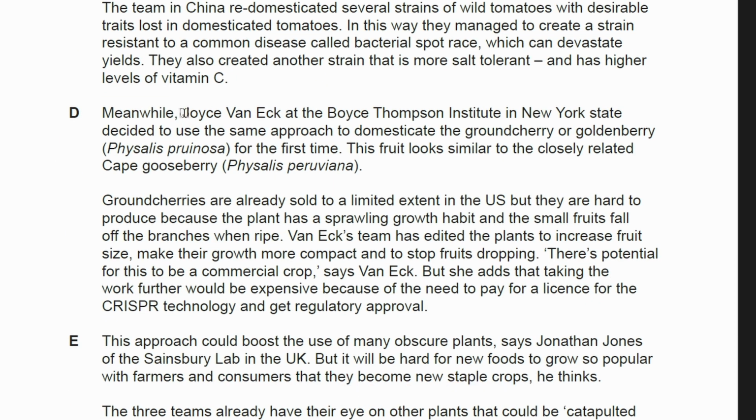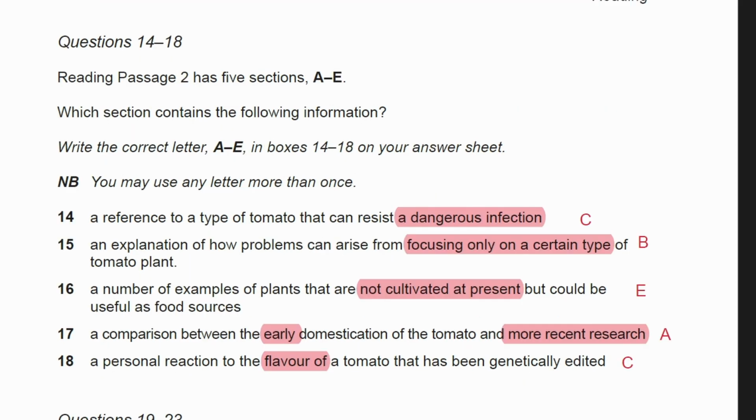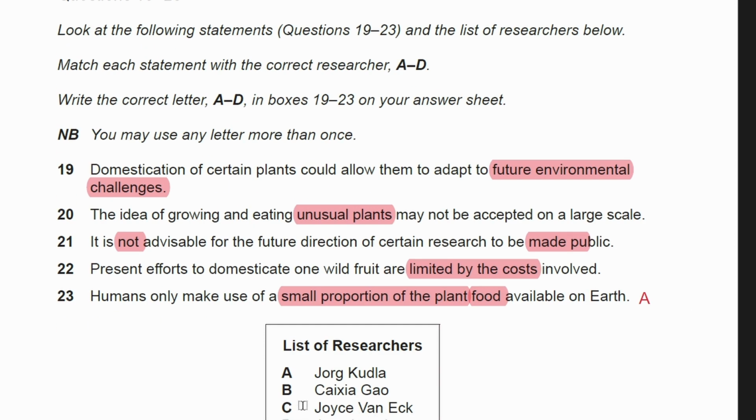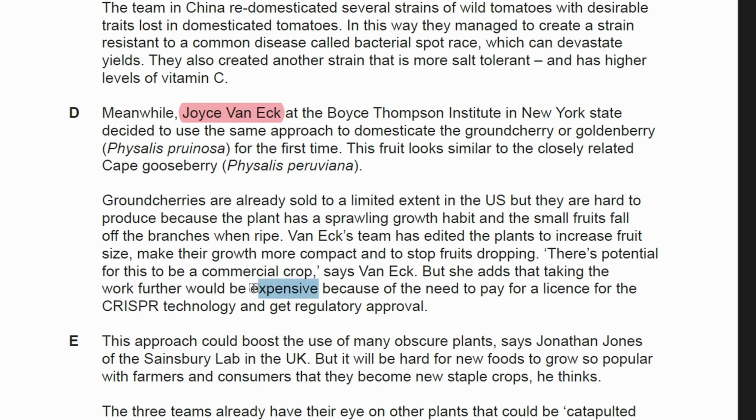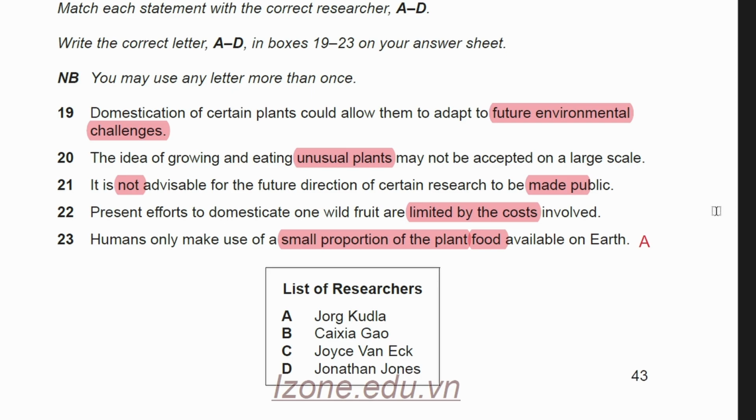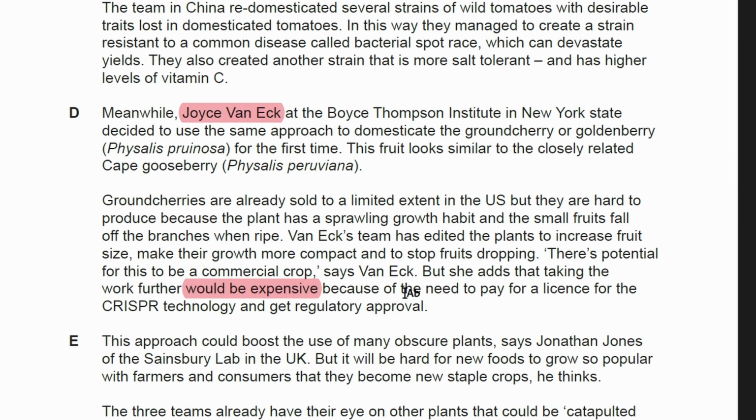We have Joyce Van Eyck, which is option number C in our question. If you look at what this person says, they talk about how this research could not work further. It would be quite expensive, which means they are limited by cost. That is question number 22. So the answer to question number 22 is C. Even though the answer itself is in section D, Joyce Van Eyck is option C in our question. So we are going to write C in our answer.